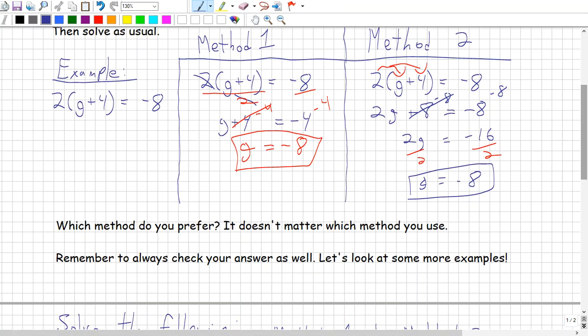But remember to always check your answer as well. You can always take your value of negative 8, plug it back into the original question, and replace that variable. So in this case, we'd have 2 times (negative 8 plus 4), which should equal negative 8. We're checking to see if that's true. Because we have a value in brackets, you work out the brackets first, following order of operations like normal. So negative 8 plus 4 is negative 4. We multiply that by 2, and we're checking to see if that does in fact equal negative 8. And of course it does, so it checks out, because 2 times negative 4 is negative 8.